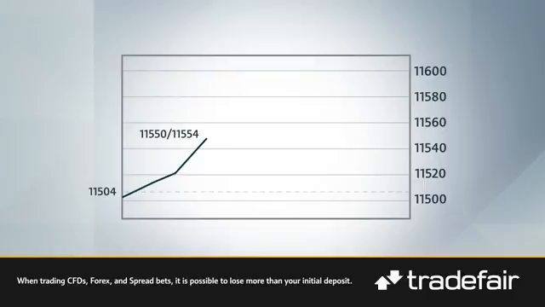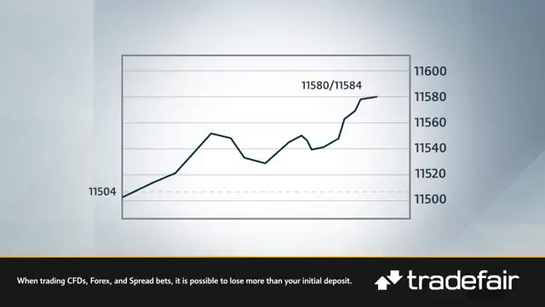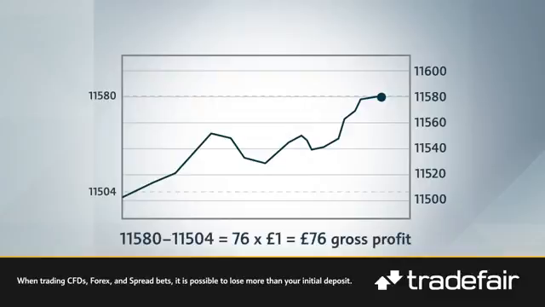Your analysis suggests it will continue to go higher, so you decide to see where it is at the end of the day. After a few ups and downs, it rises to a bid price of 11580 and an ask price of 11584. You decide this is a good time to exit the trade and you sell at 11580. Deciding to hold out on the trade paid off and you profit £76 before financing.